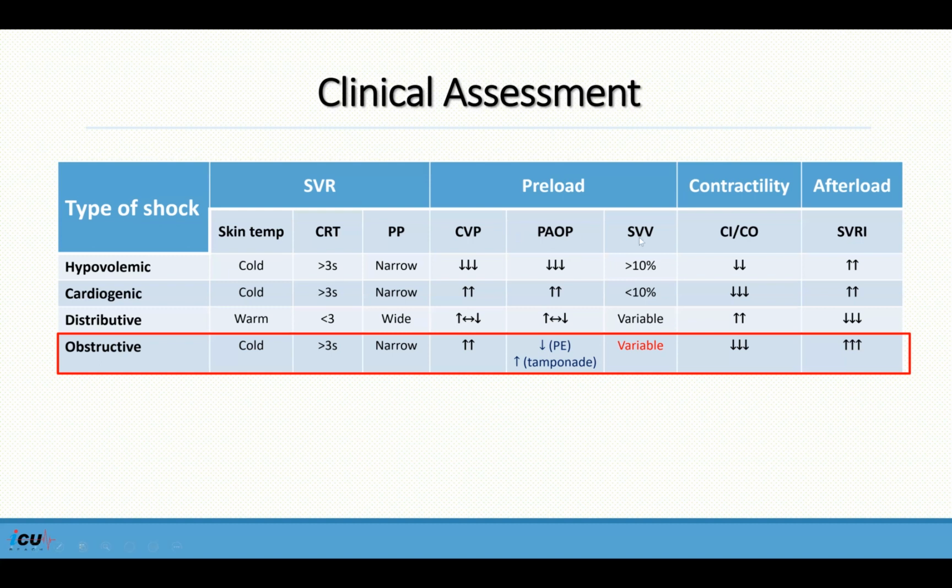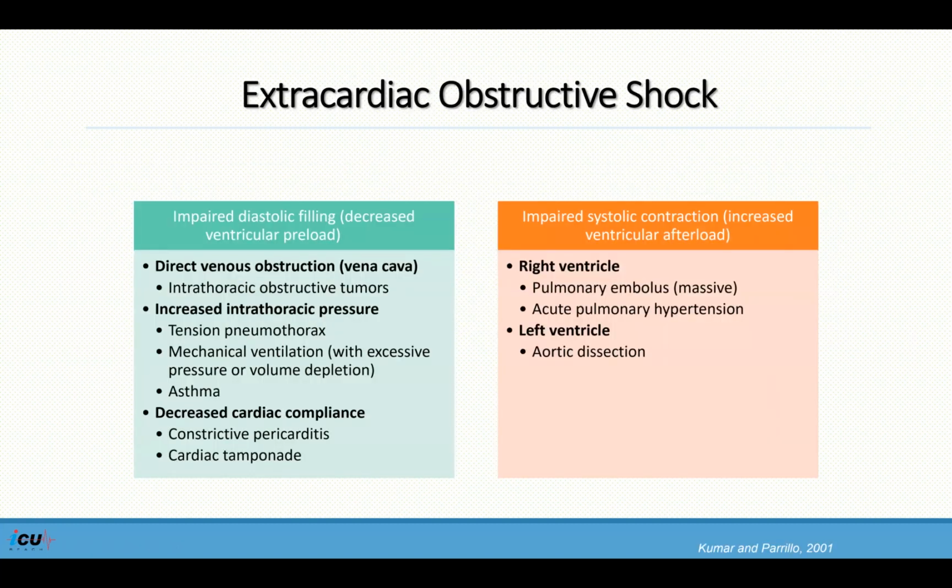And of course, the stroke volume variation will be variable depending on the volume status, but in most cases it will be less than 10%. In fact, you have obstruction towards the venous return, so you don't see much variability. With this, I think we'll try to end this talk.